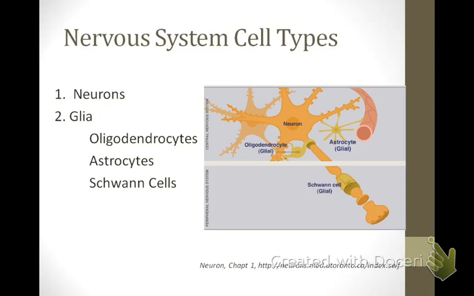There are two main types of cells in the nervous system, neurons and glia. Neurons are the most recognizable cell type, and the majority of this course will focus on neurons. Neurons are cells that are specialized to transmit information through both electrical and chemical means.